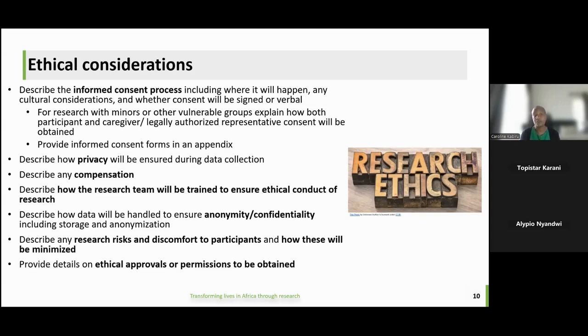And again, if it's a research protocol rather than a research plan for a proposal, then you want to include the informed consent forms in the appendix. And in our context, often the ethical review committee will want it in all the languages that the interviews or discussions will be held. It's valuable to describe how privacy will be ensured during data collection.